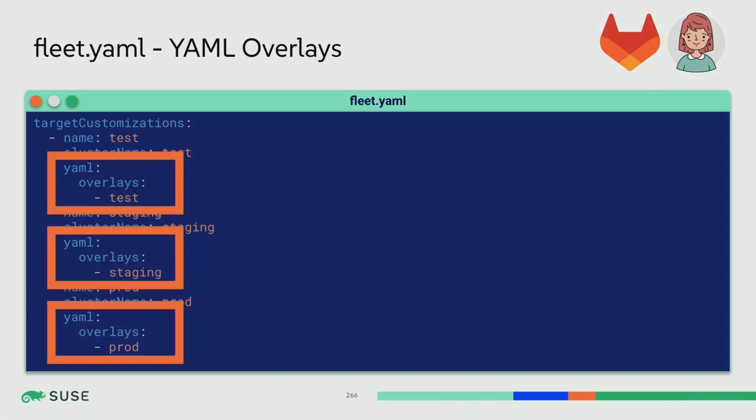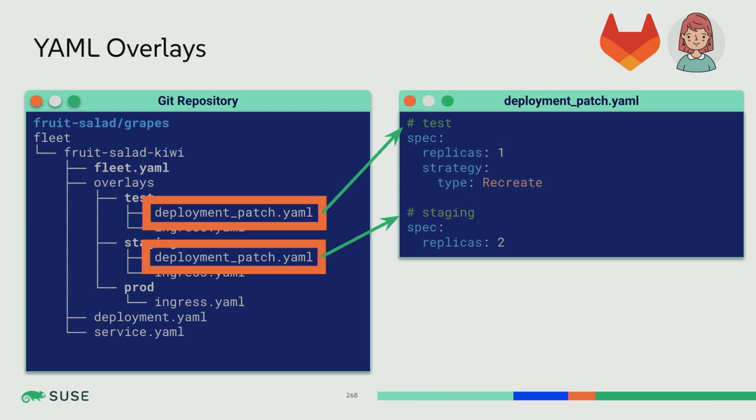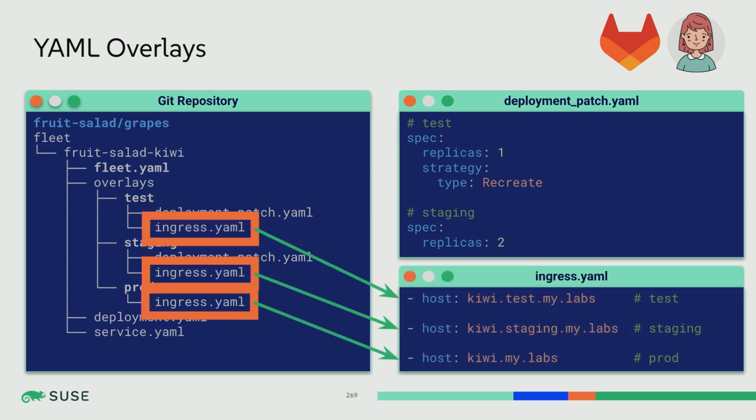So here I see YAML overlay, and in the directory structure from Alice's project, you see at the root directory the YAML file, and the overlay directory pointed from the YAML file I presented. She deploys a deployment containing the pod info and the service to expose this pod info application. She uses a deployment patch to set different values for replicas, and for the ingress, she creates a specific file per environment to get a specific URL: Kiwi test, Kiwi staging, and Kiwi MyLabs for every environment.